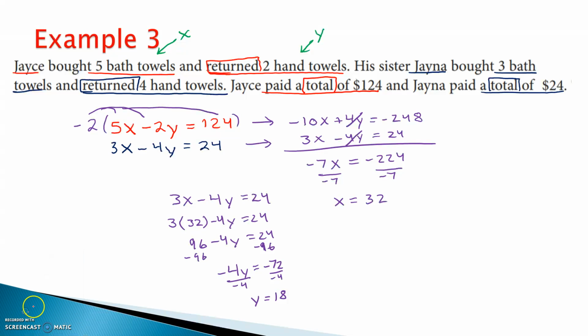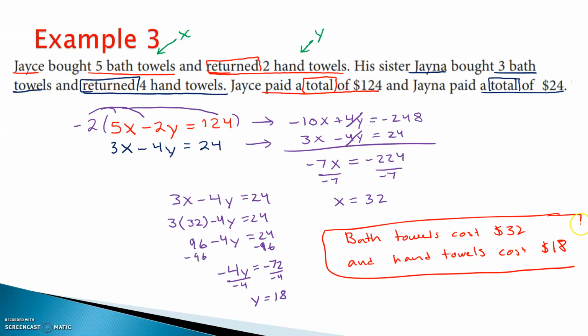But again, what do all these numbers actually mean? Well, let's write a sentence. X is representing bath towels. So bath towels cost 32, and hand towels, remember that was the y variable, cost 18 bucks. Alright, so there we have it. That was x and y. What do they represent? How much was a hand towel? How much was a bath towel?